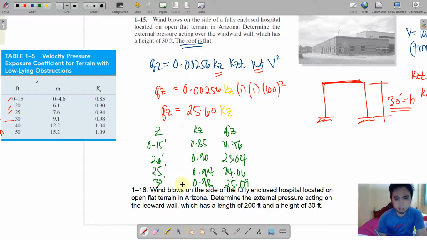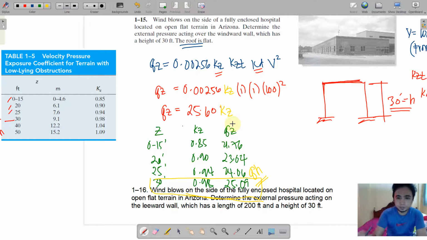And for the mean height, perhaps we can highlight this one. Pag mean height na yan, ito na po yung value ng QH. So yung QH, it is already fixed, or the highest value on QZ. Okay, ito yung QH, ito yung QZ.